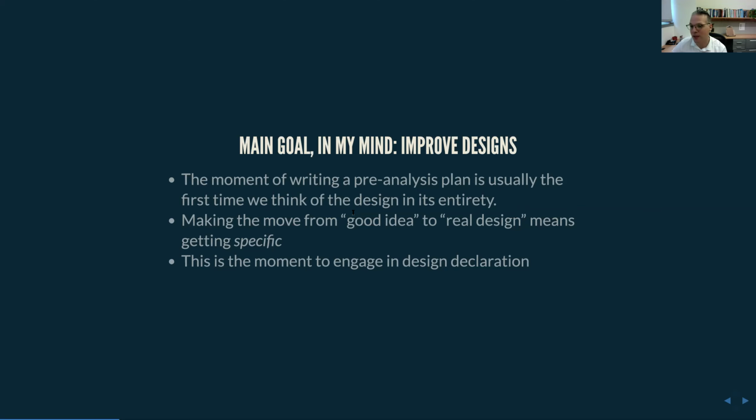And that means getting really specific. So how many units in each treatment condition? Literally, what is the randomization procedure that you're going to use? It just drives me nuts when people say I used random assignment. Okay, there are lots and lots of procedures. They have very different properties. It makes a big difference how you did it. So I think that when you're writing a PAP, it's the moment to engage in design exploration.